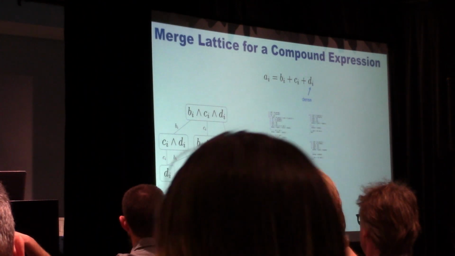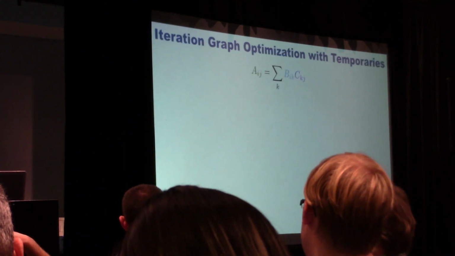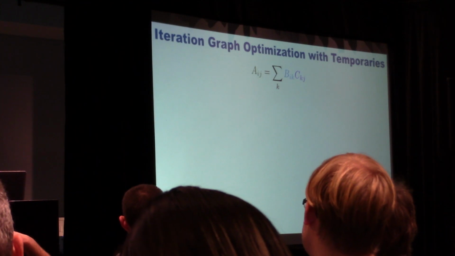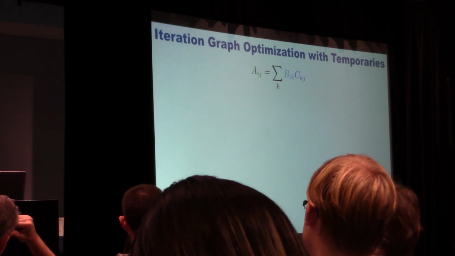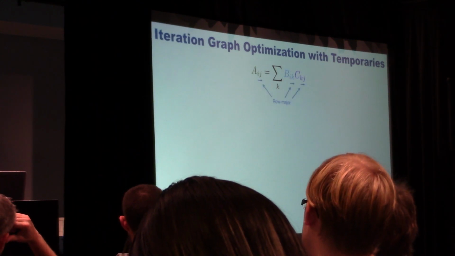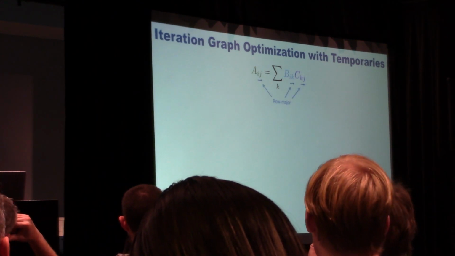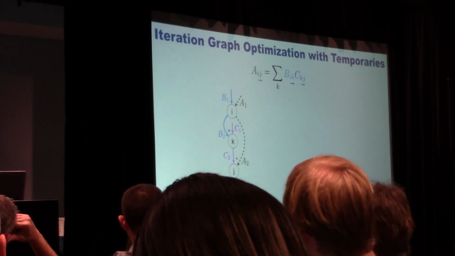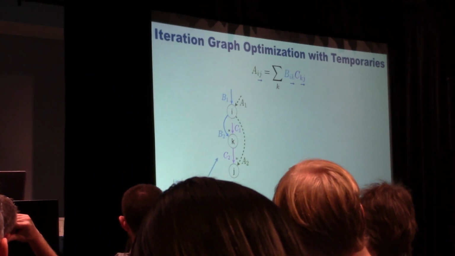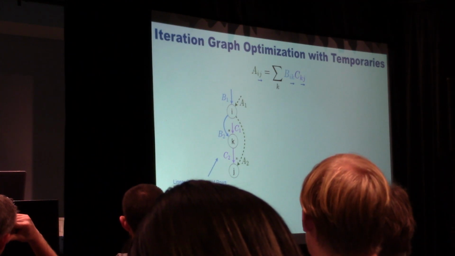There are certain things that it still doesn't handle, so I will tell you one example. Assume I am doing matrix multiply, and assume all of these are represented in row major order. So here's my iteration graph for the matrix multiply. What this tells us is that I do a linear combination of rows for the matrix multiply.